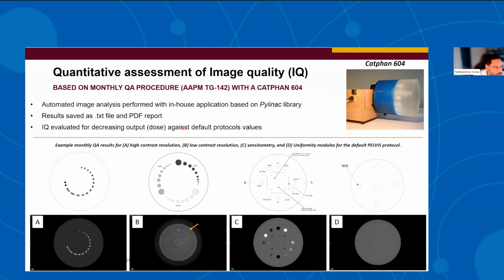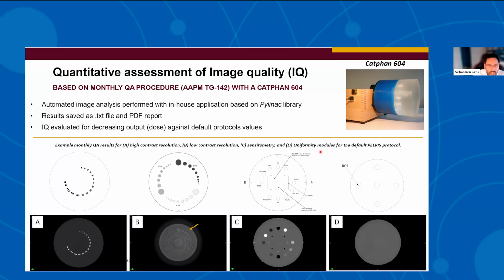So here is an example of some of the modules from the CatPhan. Here we have the high resolution gauge with line pairs going from 1 to 15 line pairs per centimeter. Here is the module with different regions of interest of different contrast levels. For quality assurance, we use the 1% contrast level for kV cone beam. So here's an example.